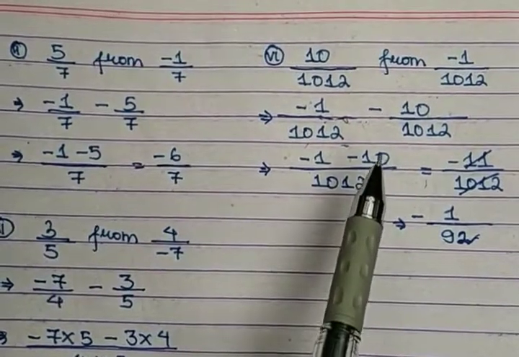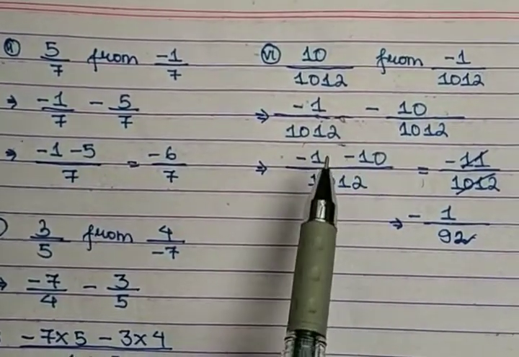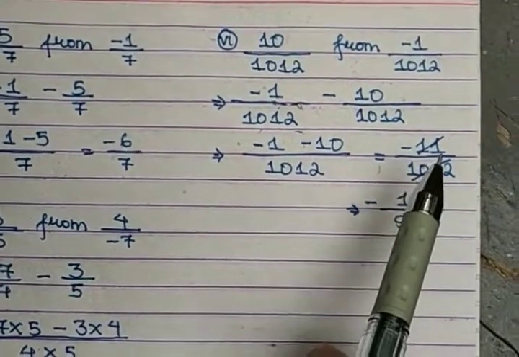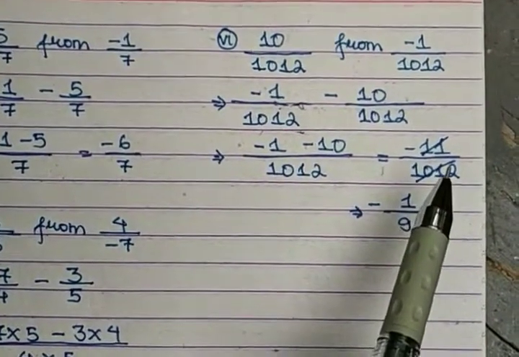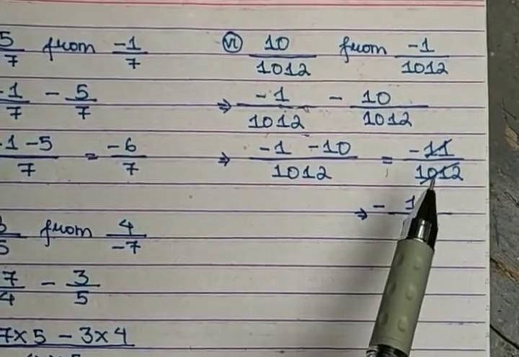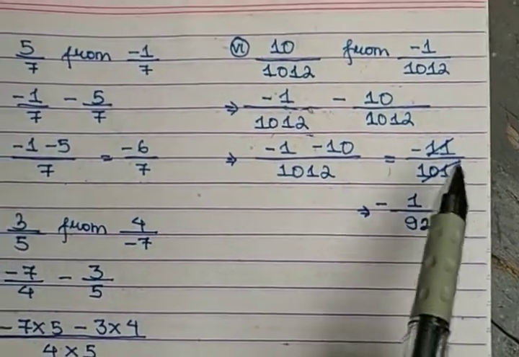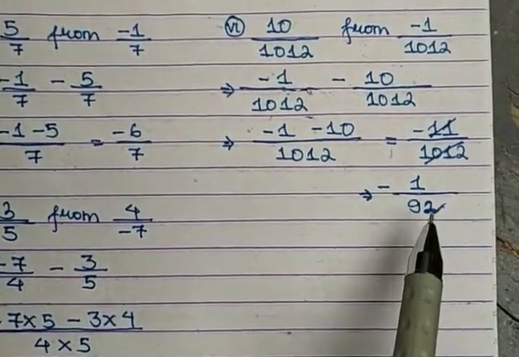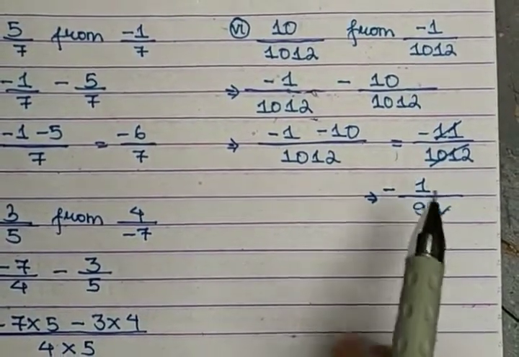So after the like fractions, we directly operate the numerators. We have minus 11 by 1012. Minus 11 by 1012, what I figure out is 11 can divide 1012. So 11 1 times is 11, 11 92 times is 1012. So this is our simplest form.